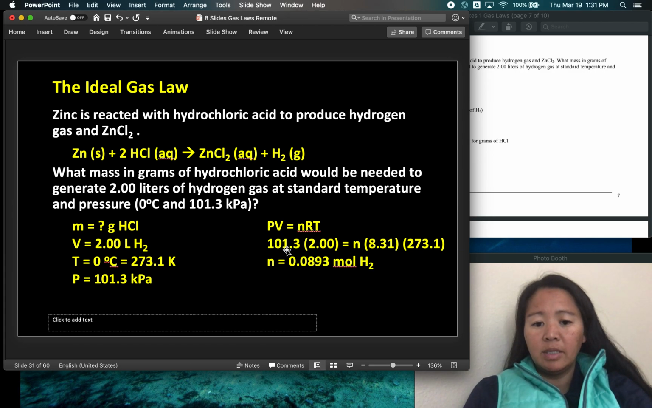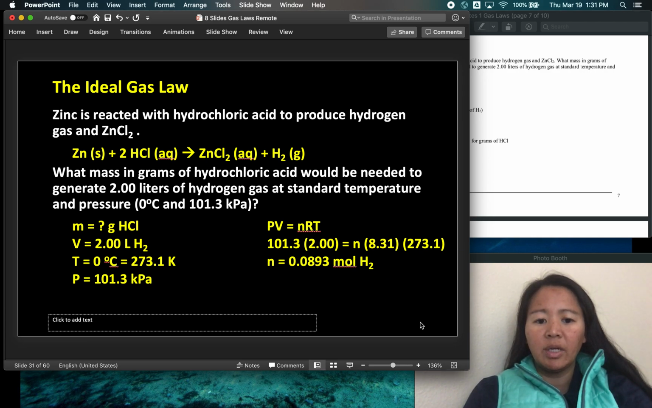So I plugged it into PV equals nRT. Now, there is a shortcut. You could also just do 2 liters divided by 22.4, which also gives you moles of hydrogen gas. That's a shortcut. Because we know that it's at STP, we can use 22.4. Now we're not done with this problem.